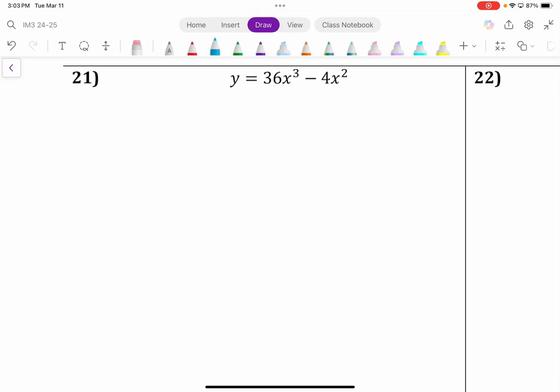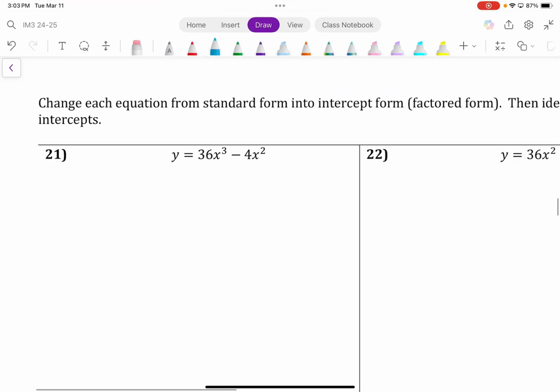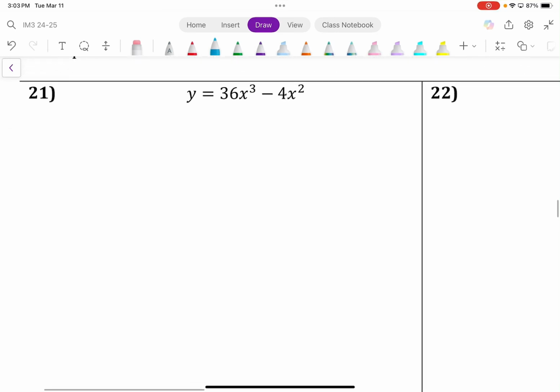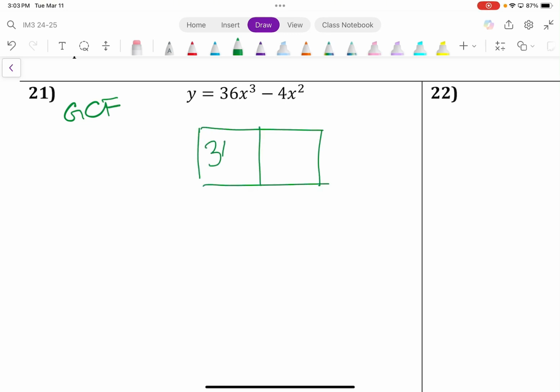All right. So now we're going to jump to the next section, which is changing standard form equations to factored form. We will also be solving them. That is how we are essentially going to find the x-intercept. Now, looking at number 21, we need to identify the greatest common factor between 36x cubed and negative 4x squared. So I'm going to set this up with the area model. Since most of you are familiar with the area model, I will write 36x cubed in the first box and negative 4x squared in the second box.